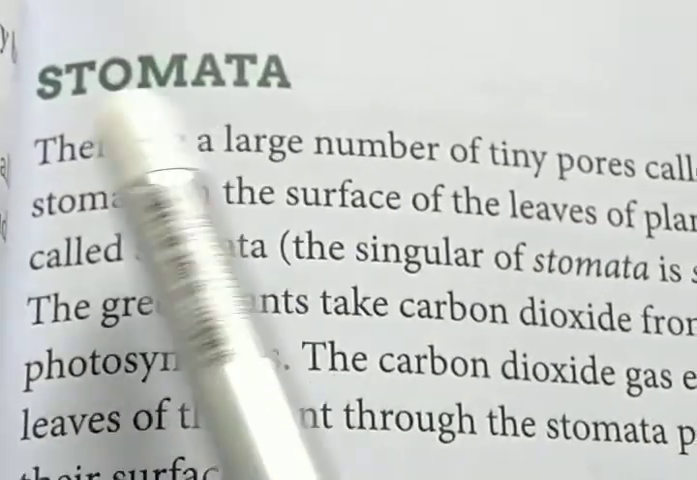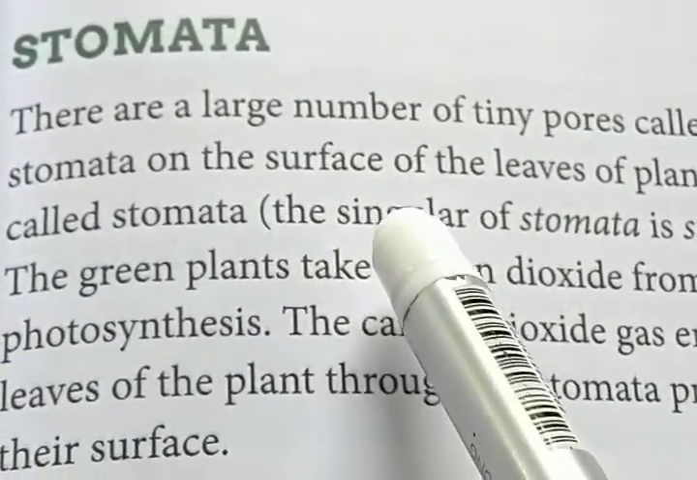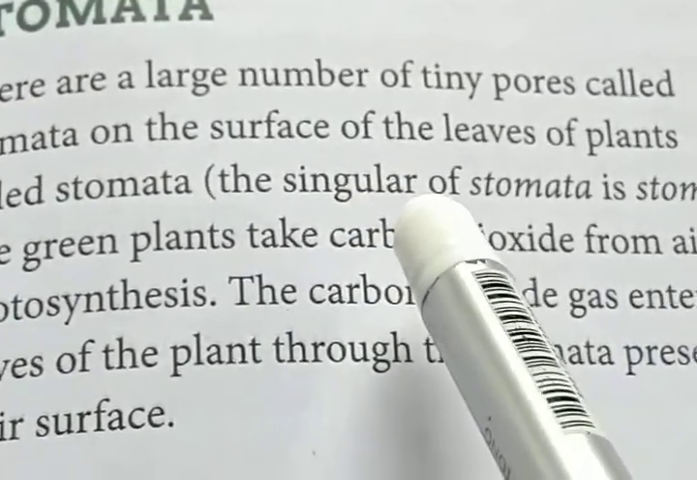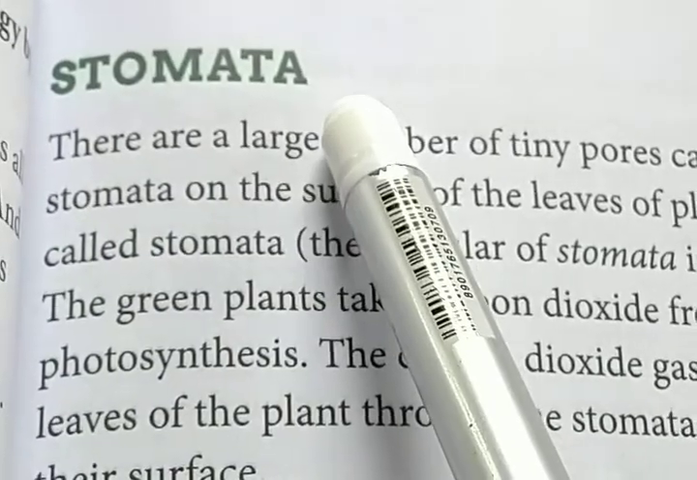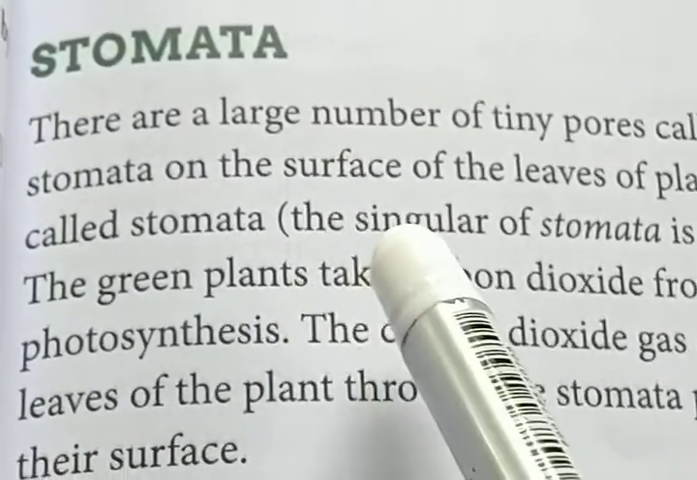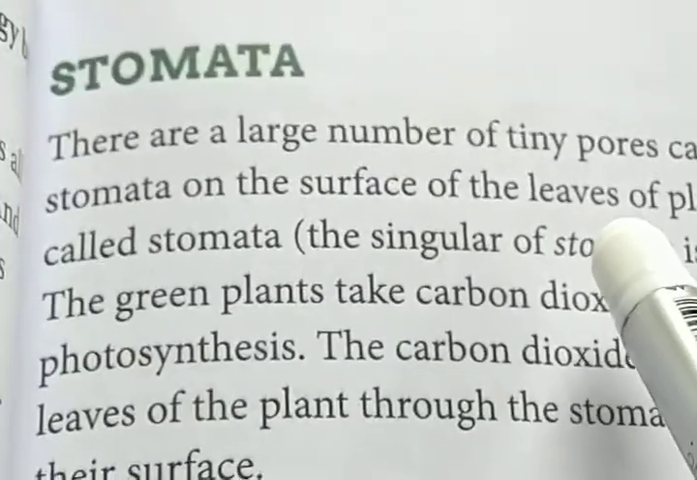So normally, what are stomata? Stomata are basically teeny pores situated on both surfaces of the leaves of green plants. They help to intake carbon dioxide for photosynthesis and also release the oxygen which is produced in photosynthesis as a byproduct.